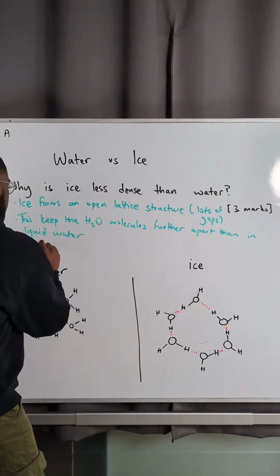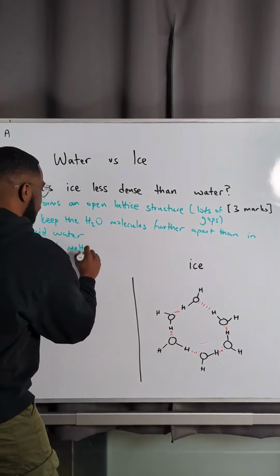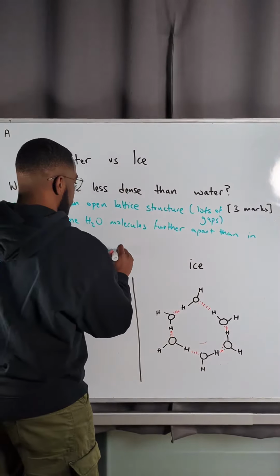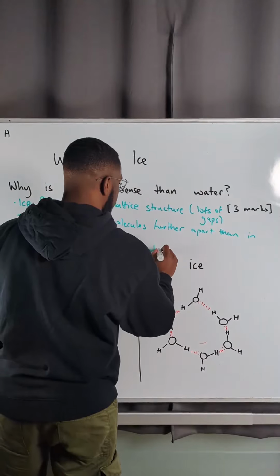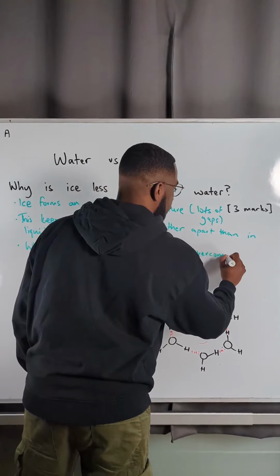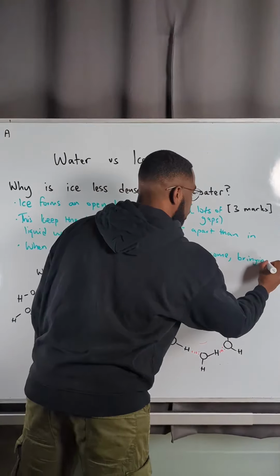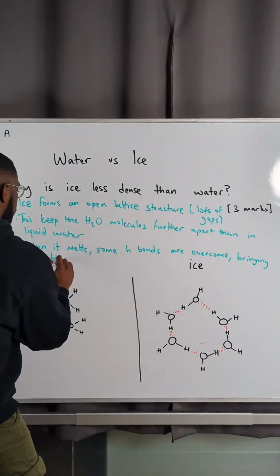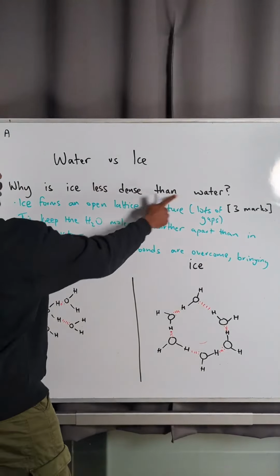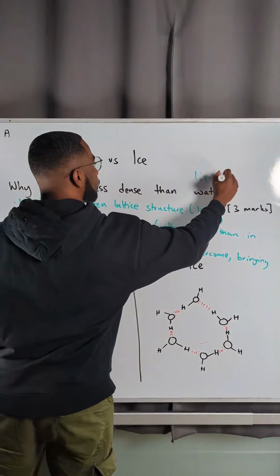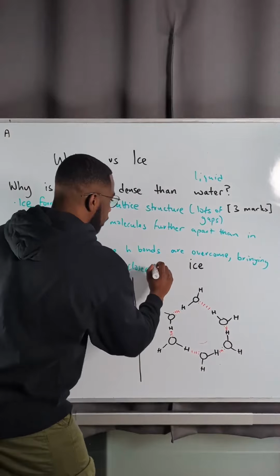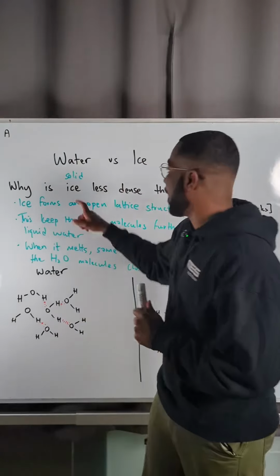When the ice melts, what happens is we can see some of the hydrogen bonds over here are overcome. So when it melts, some H bonds, make sure you write fully hydrogen bonds, I'm just writing H bonds for space, are overcome. And that brings the H2O molecules a lot closer, and that's why we end up with a more dense version in the liquid. So this is the liquid than in the solid, which is very weird. So H2O molecules closer.